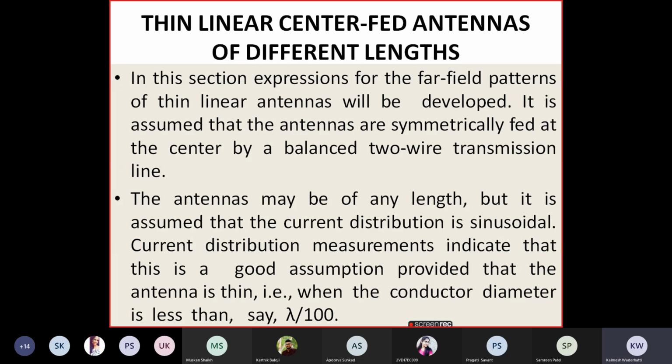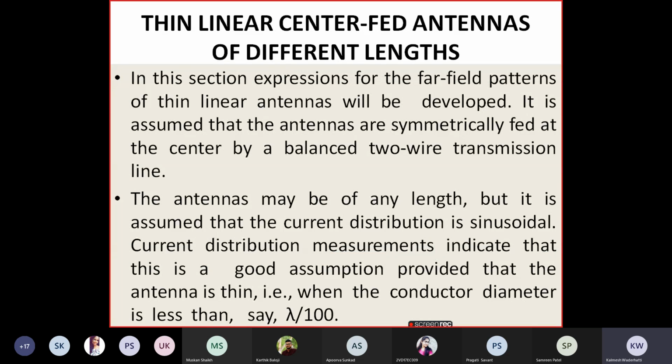What actually is the thin linear antenna? The thin linear center-fed antenna of different lengths is nothing but a balanced antenna. Here the antenna is symmetric about its center, and with respect to this we feed the signal. Therefore, the signal distribution in the far field distance will be analyzed and calculated. Based on that, we have the radiation pattern.